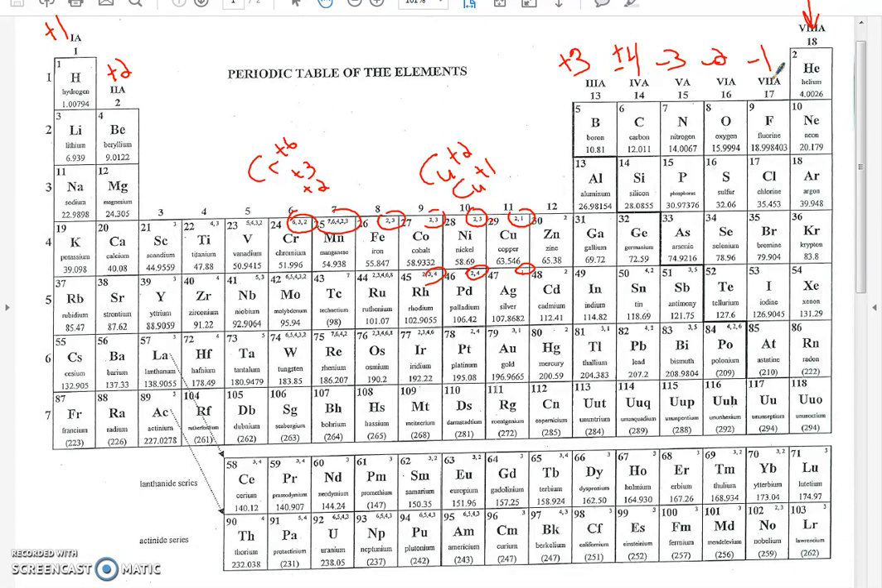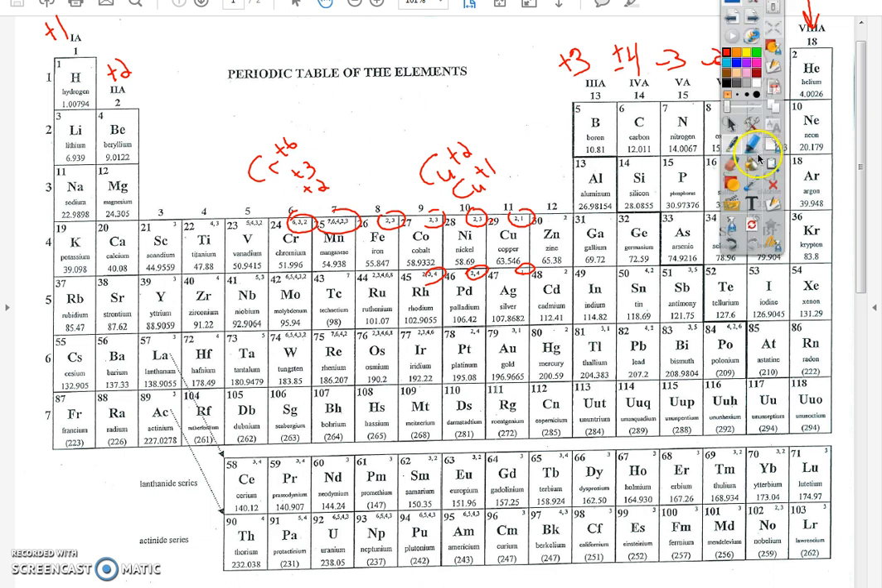Now, the oxidation numbers, this +1, +2, +3, plus or minus 4, -3, -2, -1, are going to end up getting used a lot when we start talking about chemical reactions and naming compounds and figuring out what the compounds will be when we write out their formulas. This is going to be an important concept that we are going to use throughout the rest of the chemistry portion of this course.